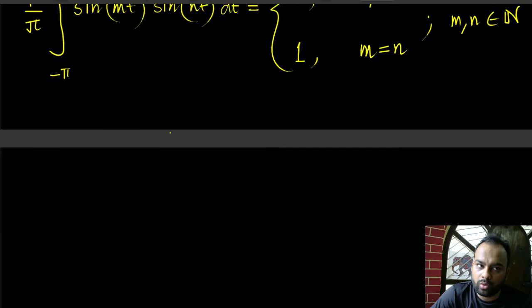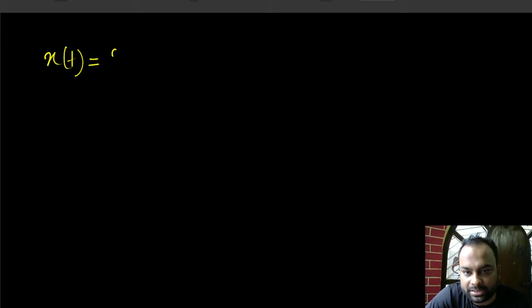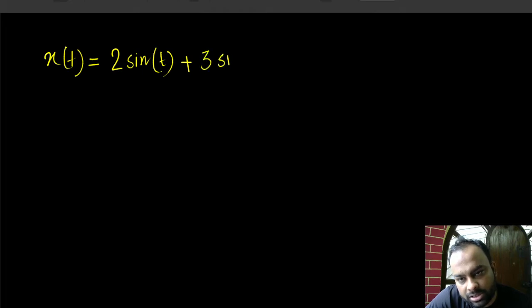Now let me ask you a simple question then. Imagine I have a signal x(t), and it is something like this, say 2 sine t plus 3 sine 2t.